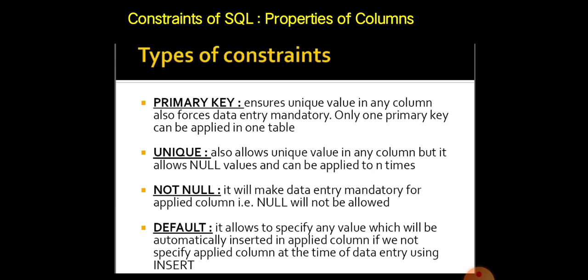Then the next one is unique. While comparing primary key and unique constraint, the primary key won't allow null values, whereas unique key allows null values along with the unique values. It also restricts duplicate values entry. Then the next one is not null. Not null will make a data entry mandatory. Null will not be allowed in a column which has a constraint of not null.